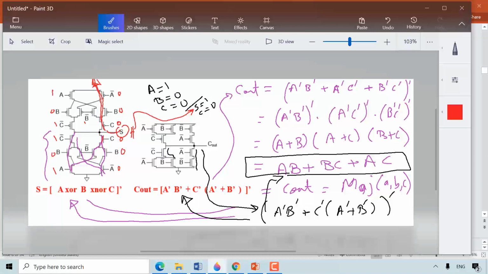How about the carry? Let's see. A prime is 0, B prime is 1, and C prime is 1. I can see there is a path all the way to ground that makes C out low, which explains why C out will get a value of 0. The output will be discharged through this transistor and this transistor.